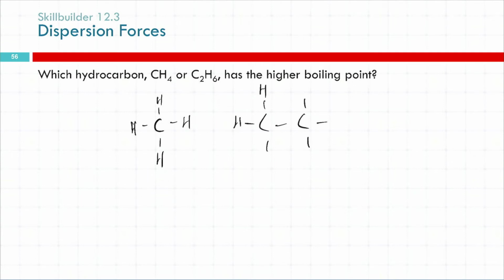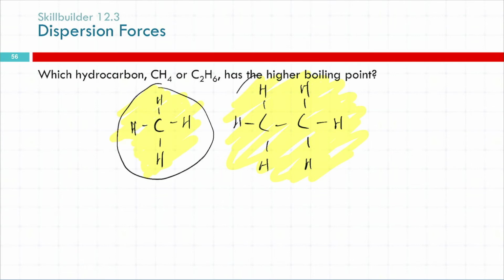is going to have a much larger electron cloud, roughly twice the size. And so because we have this much larger area of electrons, that's going to be more easily polarized. And so C2H6 is going to have a higher boiling point because it's going to have stronger intermolecular forces.